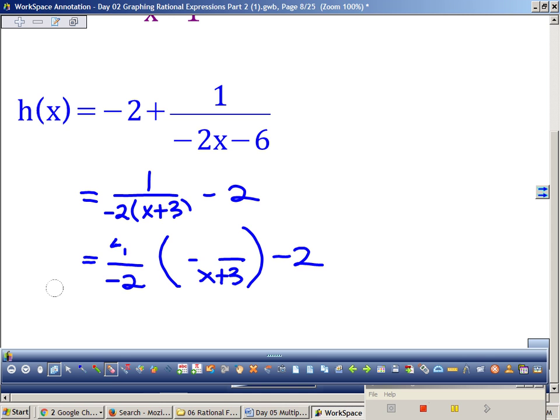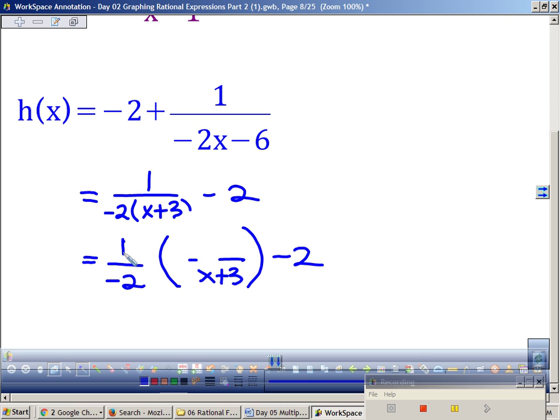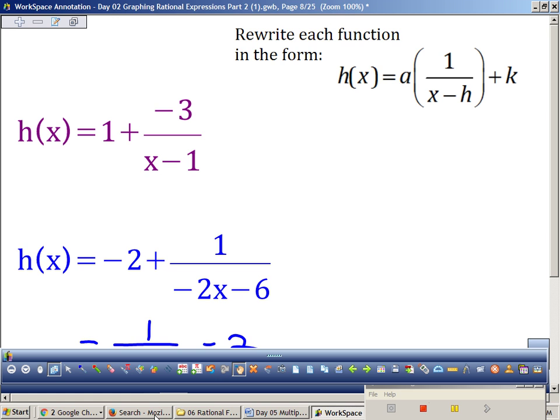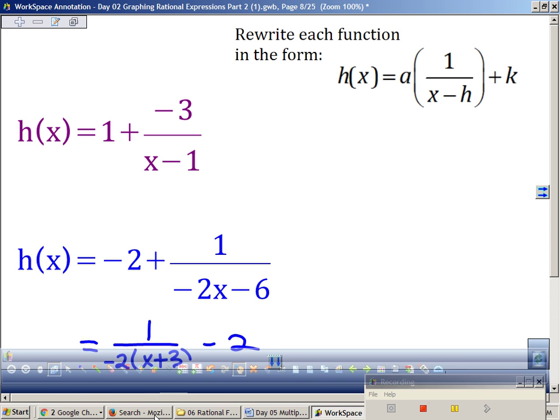Uh-oh, now I messed it all up. So this needs to be a 1. This needs to be a 1. Let's go back up to the top. It has to be in this form with a 1 in the numerator here. There's no coefficient here, right? And whatever's left on the outside, that's our scale factor once we factor everything out. Make sense? Better? Okay, good.